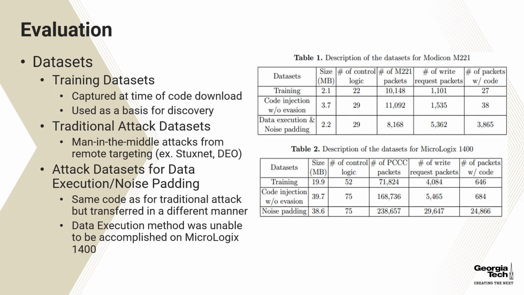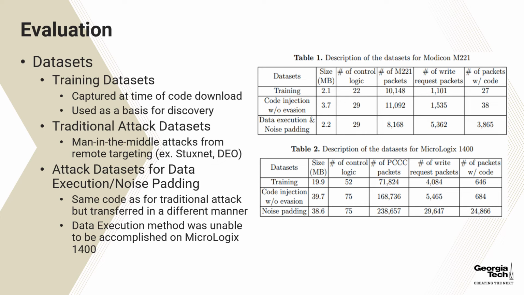Now, let us look at the different data sets that will be used for evaluation. There are 3 main data sets: training data sets, traditional attack data sets, and attack data sets for data execution and noise padding. For the Modicon, 51 different programs were developed, 22 for training and 29 for attacking. For the MicroLogix, 127 programs, 52 of which were for training and 75 for attacking. This has been illustrated in the figure to the right. These programs were made to control different critical infrastructures, and so no one program is alike.